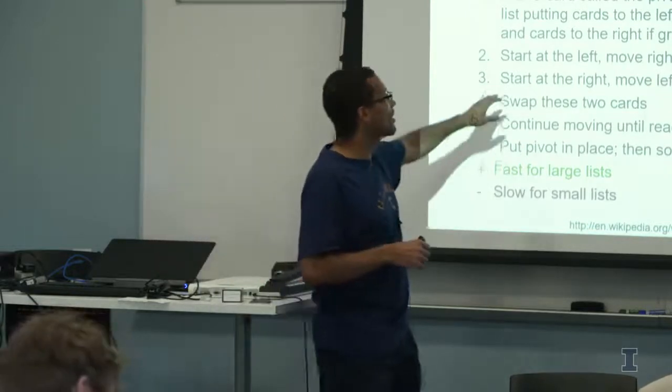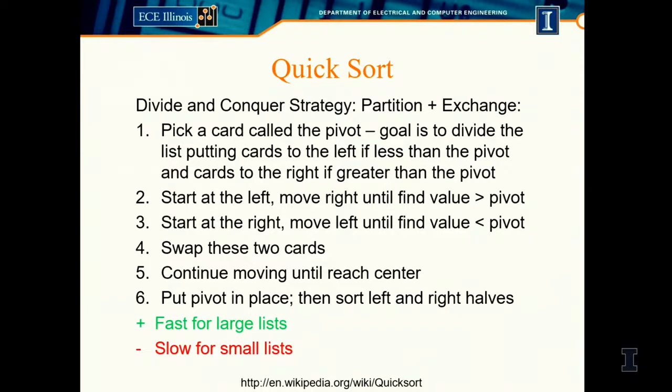Okay, so the process. You pick a card that's called the pivot. So you pick something that you think is somewhere in the middle of the list. The goal is to divide the list by putting cards to the left that are smaller than the pivot, things that are greater to the right of the pivot. So you do this a lot when you alphabetize. You say, okay, A through K, you're on the left side, L through Z, you're on the right side. And then when you go to the left side, there's another subdivision that says A through G, you're in the left half, and then H through K, you're in the left right half. And so then you sort that way. So it's very similar to that.